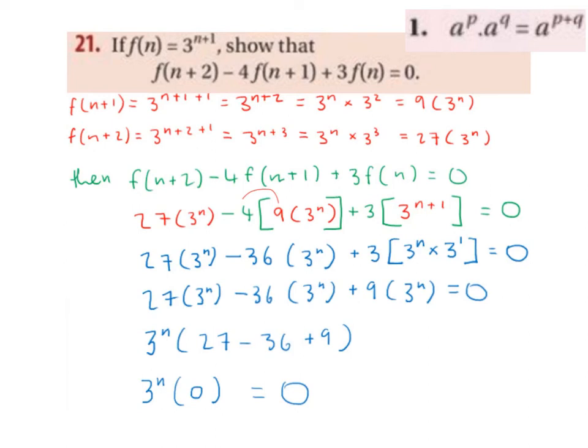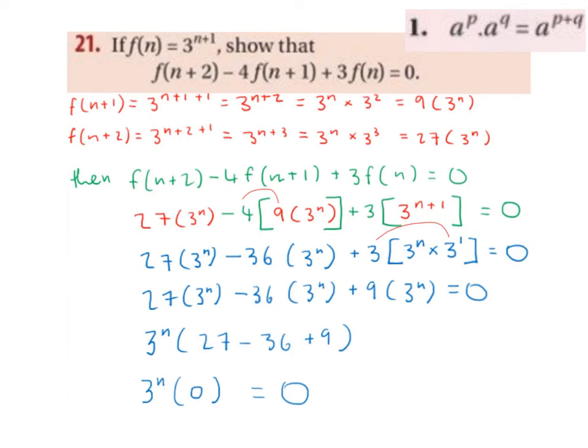Then in our next step, we just bring down the 27 times 3 to the power of n, and we bring down the minus 36 times 3 to the power of n, and then we say 3 multiplied by 3 gives us 9, and this is multiplied by 3 to the power of n. And all of this is equal to 0.